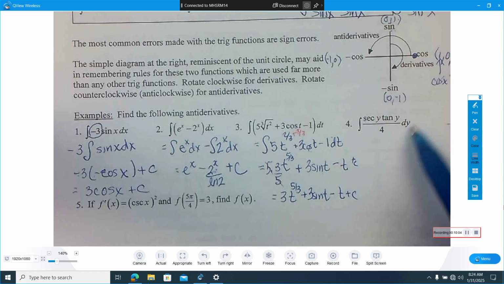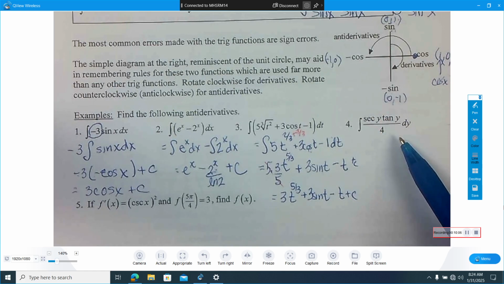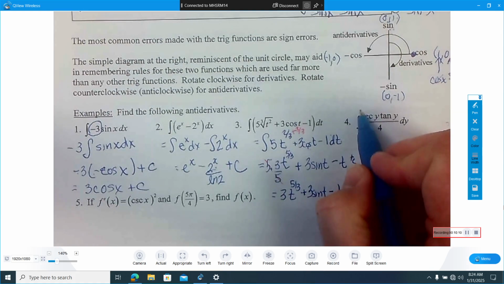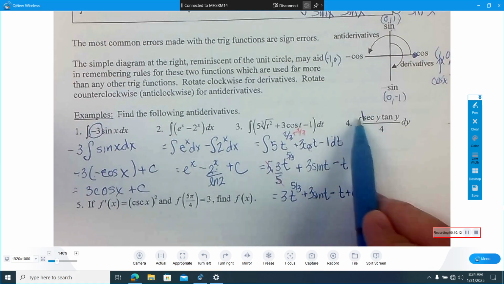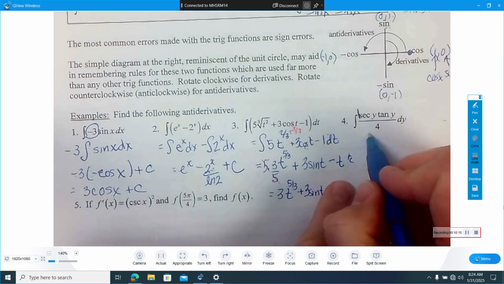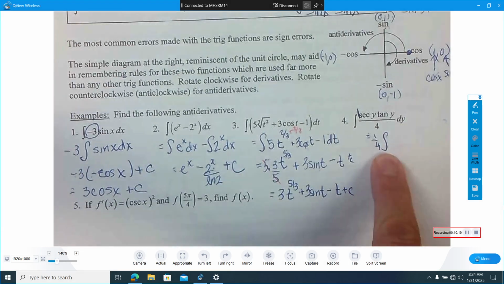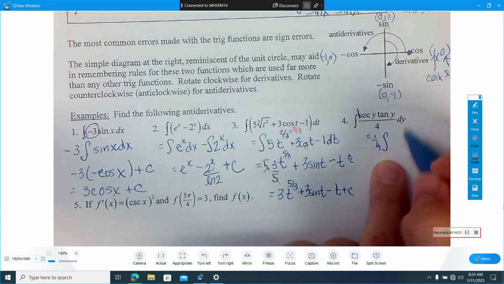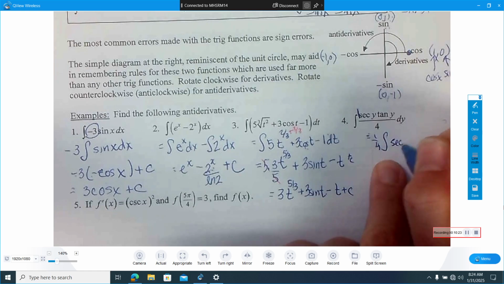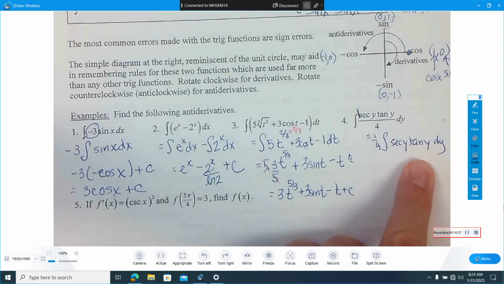All right, I love something like this. Looks really complicated, but divide by 4 is a scalar multiple. You can think about it as a 1/4 that we could take out in front of our integral. So anytime we have a scalar multiple multiplying the whole thing, we can pull that off in front. Secant of y, tangent of y, dy. Secant y, tangent y. Where did secant tangent come from?